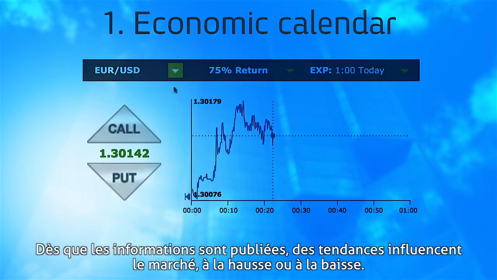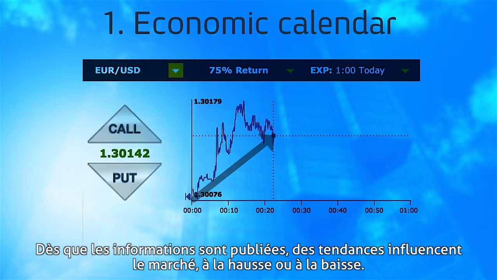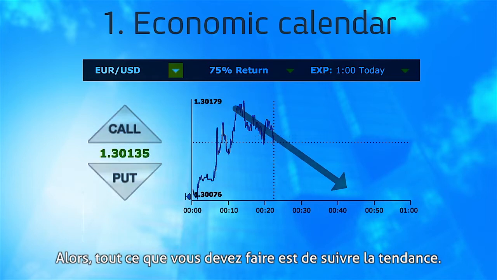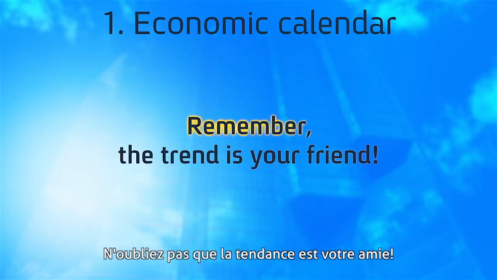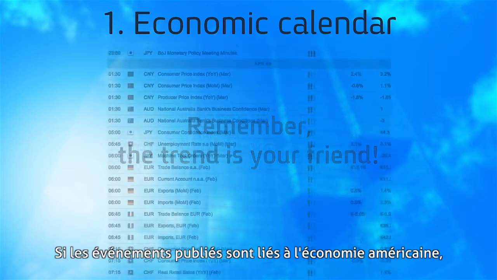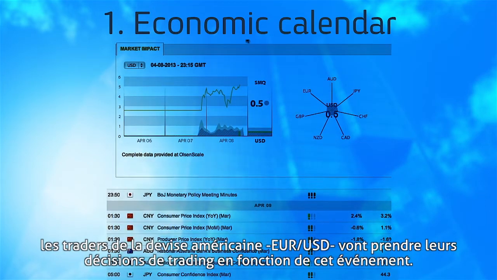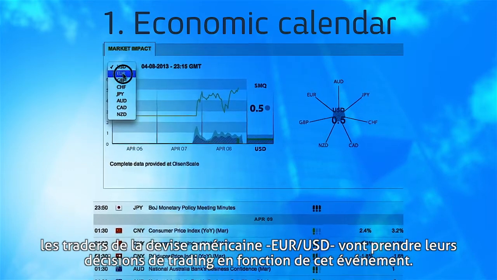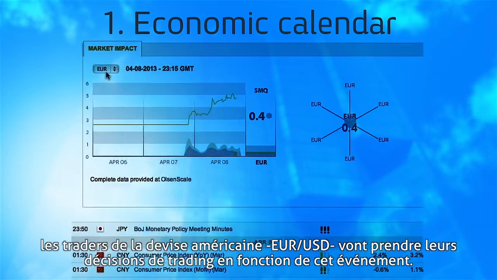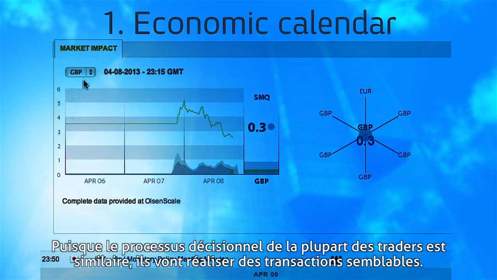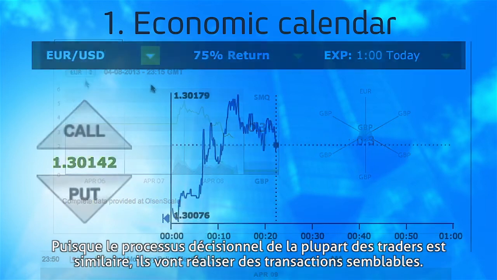When this information is made available, trends will occur across the markets, which can rise or fall. Then all you need to do is follow that trend. Remember, the trend is your friend. If a published event relates to the American economy, traders of the American currency Euro-US dollar will base their trading decisions on this event. Since the decision-making process of most traders is similar, they will perform similar transactions.